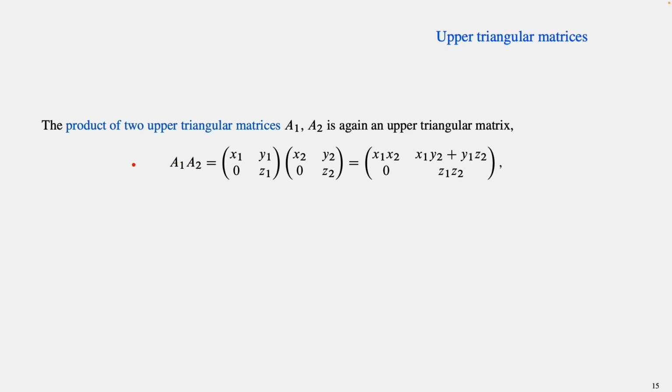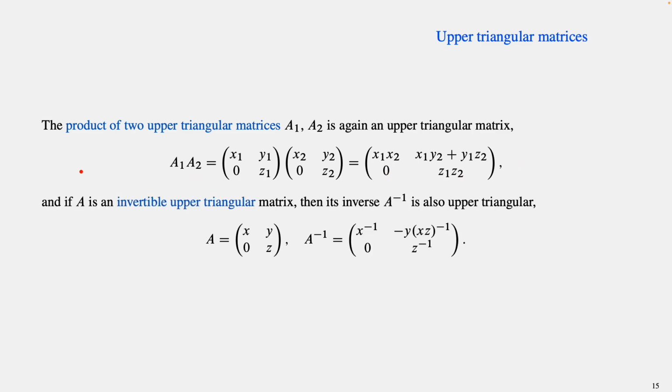Now the product of two upper triangular matrices, A1 and A2, is again an upper triangular matrix, which you can also verify by directly multiplying two of these upper triangular matrices. And if A is an invertible upper triangular matrix, then the inverse A to the minus 1 is also upper triangular, which you can verify directly if A is this upper triangular matrix and x and z are non-zero. Then you can write down this matrix here, and just by using the multiplication formula you can simply verify that this matrix is in fact the inverse of this one. And again, we could use this to prove that the upper triangular matrices also form a group, but again, I do not want to pursue this any further here and leave this to a different course.